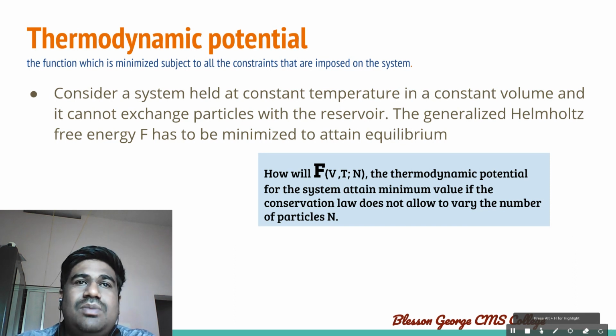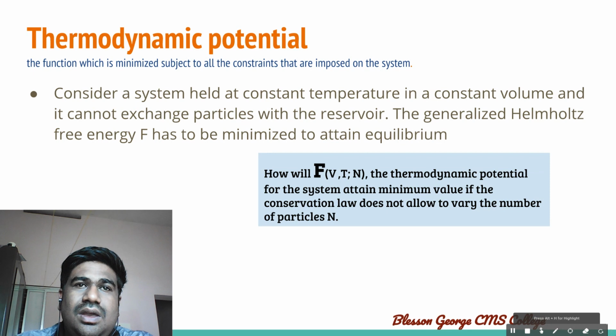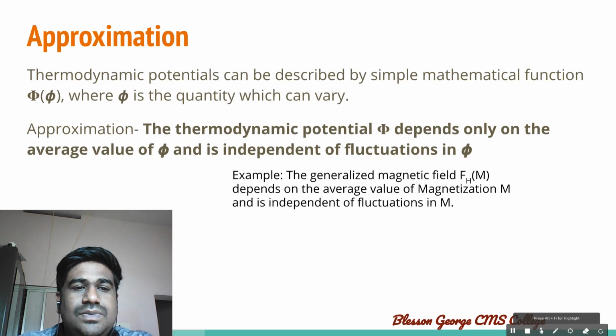So this is all about thermodynamic potential. So thermodynamic potential is a function which has to be minimized subject to different constraints imposed on the system. So we have seen 4 examples also. So next we are going to do an approximation.